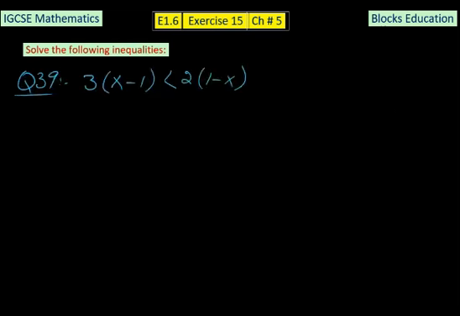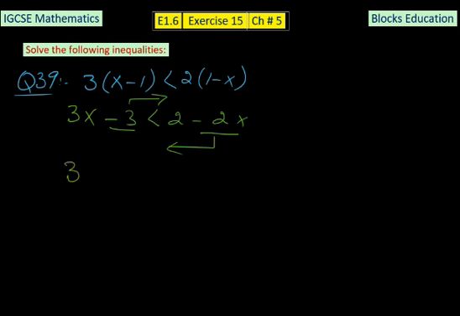In question number 39, it says 3 into x minus 1 less than 2 into 1 minus x. So same like algebra, first you have to multiply 3 inside and 2 inside here. So it will be 3x minus 3 ones are 3. Inequality stays like this, 2 ones are 2 minus 2x, right? So in the same way, we have to take the x's on one side, so take this minus 2x onto the left side and bring that minus 3 onto the right side.